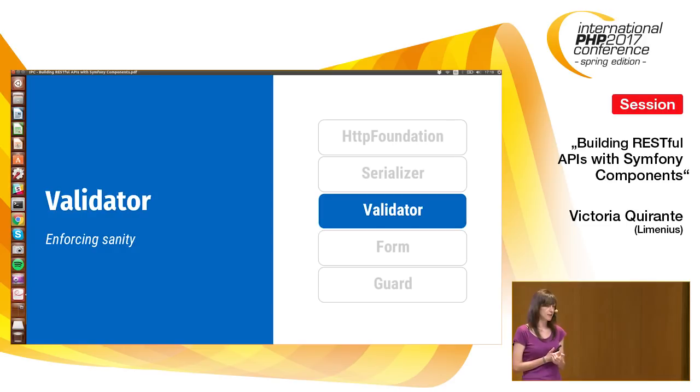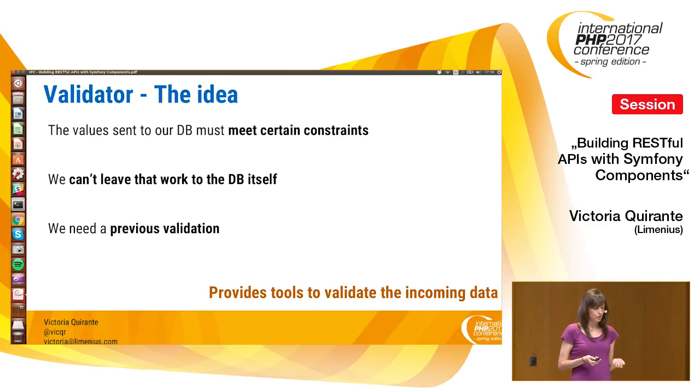Okay, that was the serializer. Let's move on to the validator. The validator is going to enforce sanity. What does it mean? Of course, we don't want any kind of data to arrive to our database. We want this to be validated. We cannot leave that work to the database. It should be done before that. So that is going to be the job of the validator.